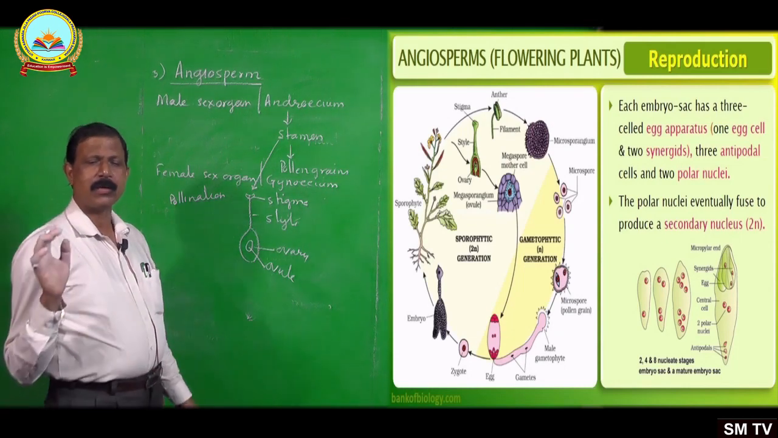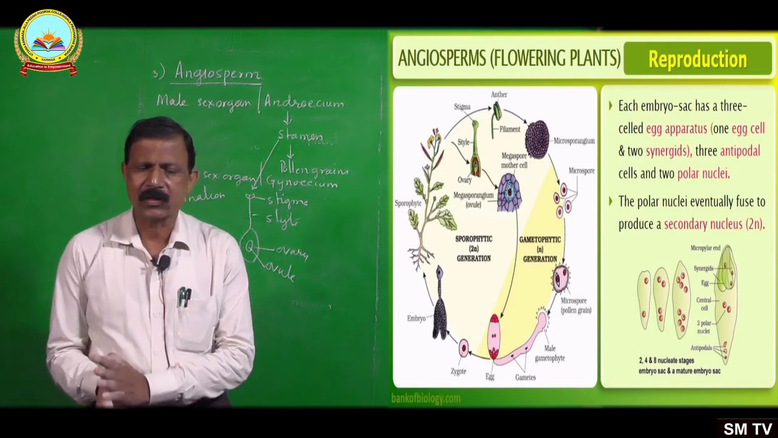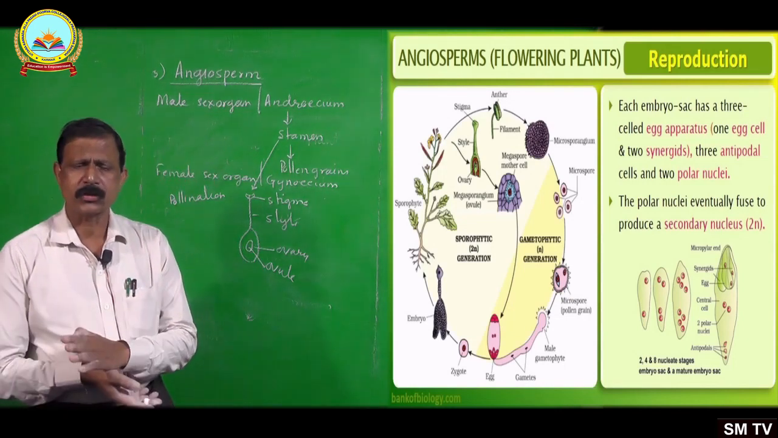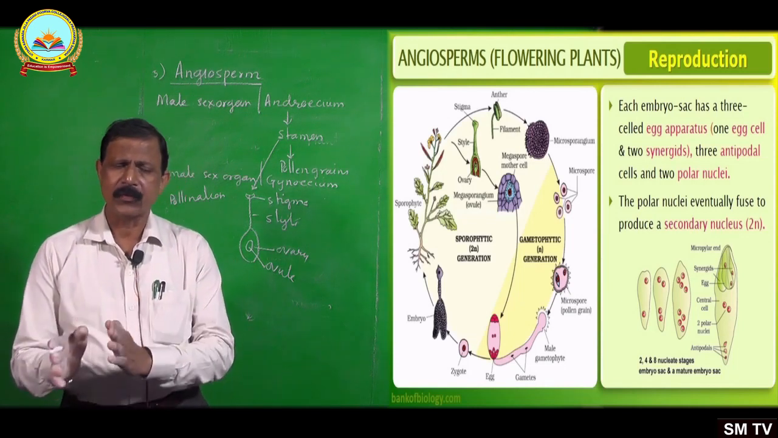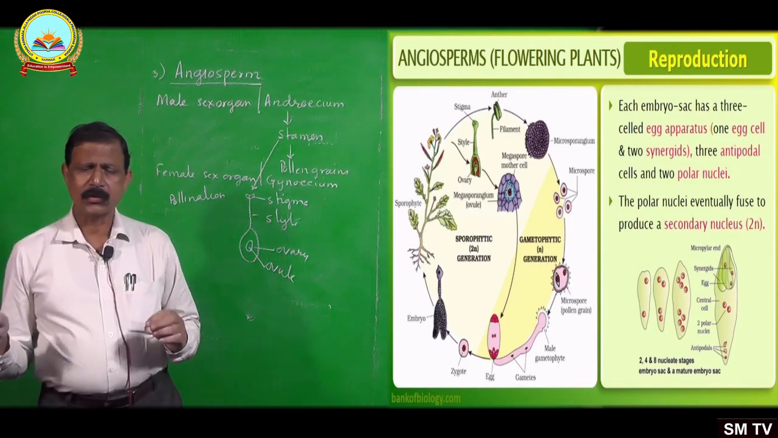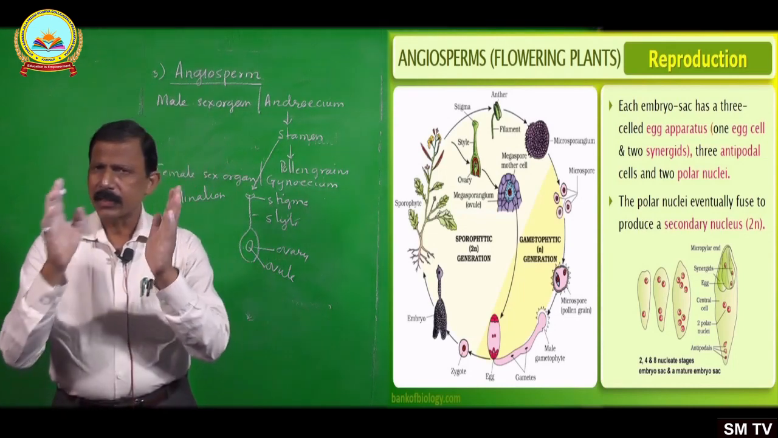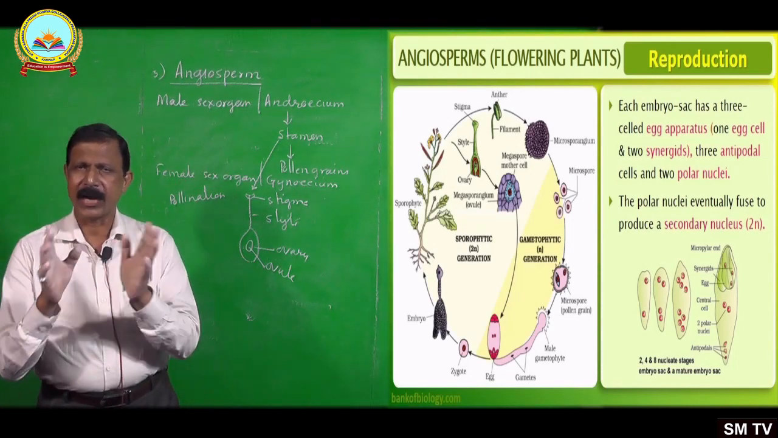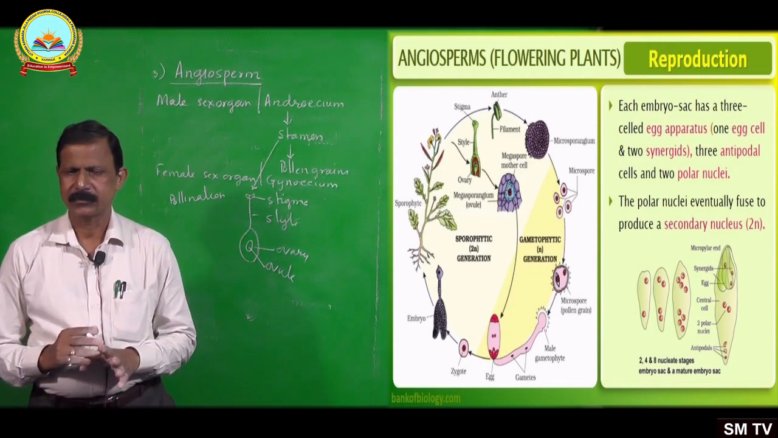Remember, it is the embryo sac. You can see in angiosperms how exactly the process of alternation of generation takes place: sporophytic generation, gametophytic generation. The plant that you see is actually diploid. The plant consists of diploid cells, and that is the sporophytic life cycle. You understand?